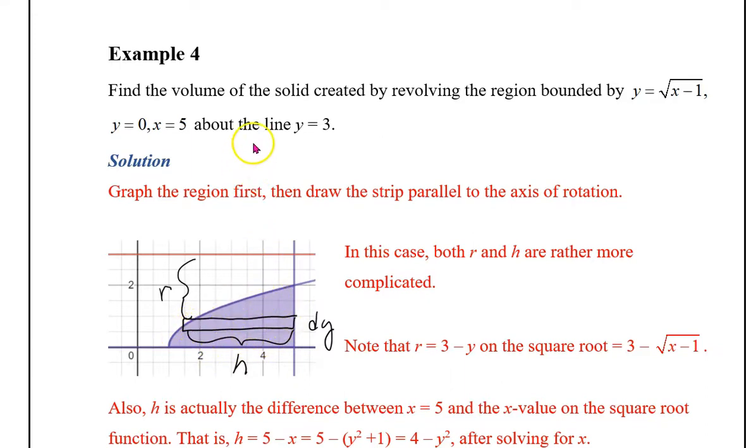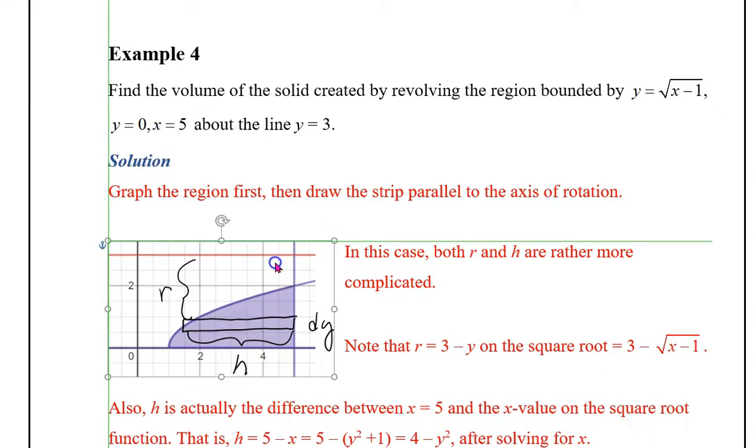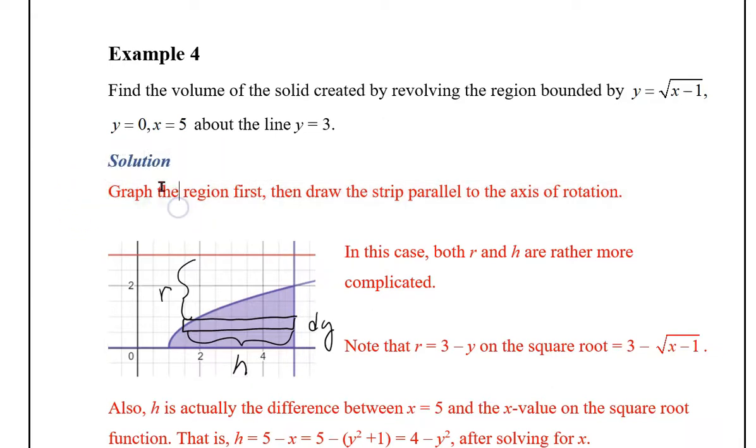In this particular problem, we're also going to rotate about the line y equals 3, which is shown up here. Since our axis of rotation is y equals 3, we should indicate that by drawing instead a circular arrow so that we can see what the axis of rotation is.